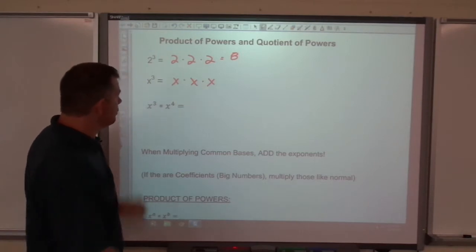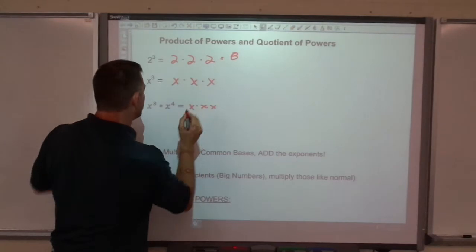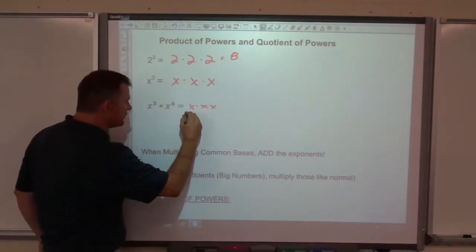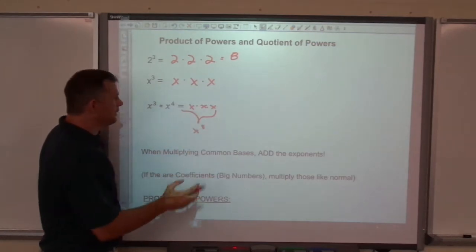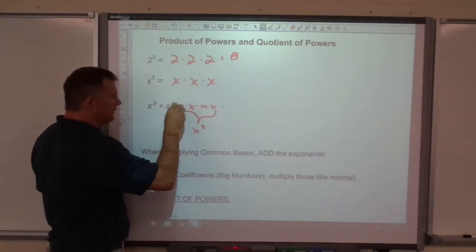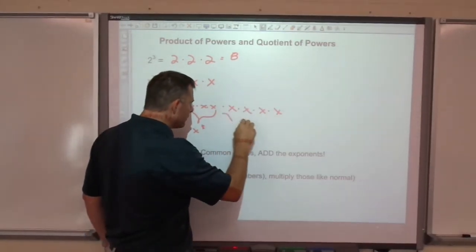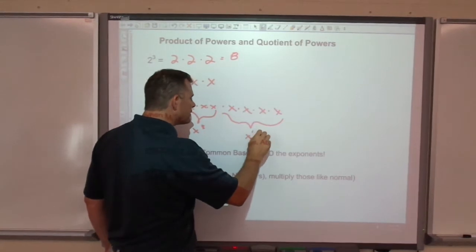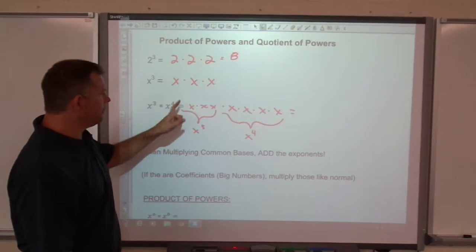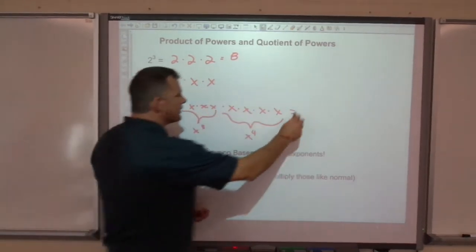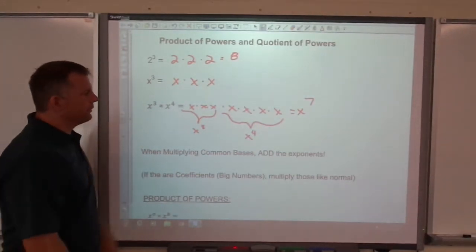So what if we have x to the third times x to the fourth? What does that mean to do? Well, this first part really is x times x times x, right? We said that's what x to the third was. And this is x to the fourth, which is really 4 of these guys. Now what does that equal? X times itself 1, 2, 3, 4, 5, 6, 7 times. So x to the third times x to the fourth equals x to the seventh.